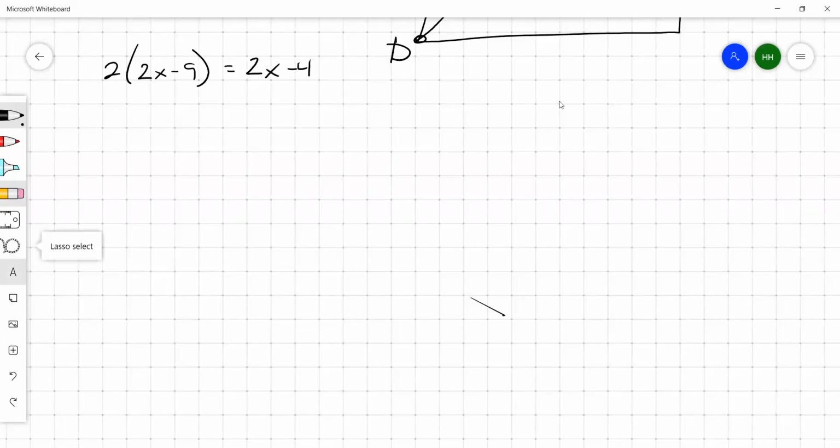All right, today we are going to list some rules related to trapezoids.